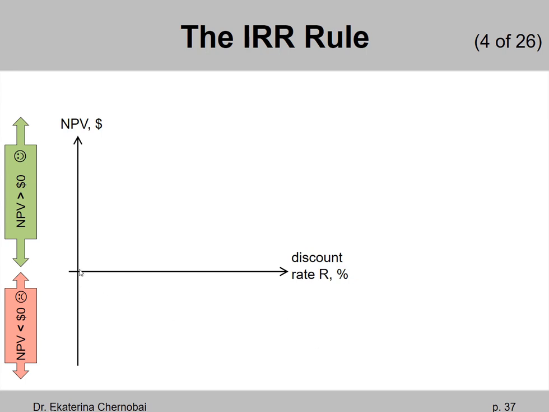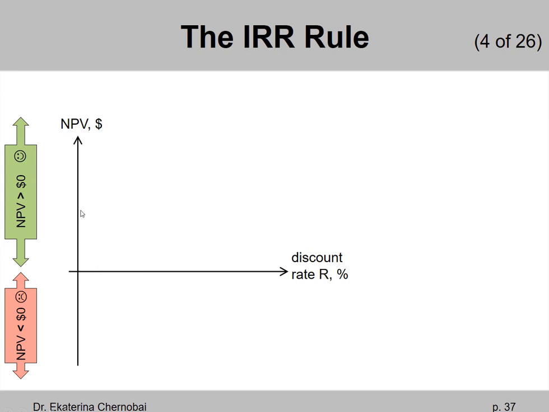So let's illustrate in a more visual way what is going on and what the results mean. If we put the discount rate on the horizontal axis, then as we move to the right, the discount rate is increasing. And then for each discount rate, we calculate the net present value. And that's what we have along the vertical axis.